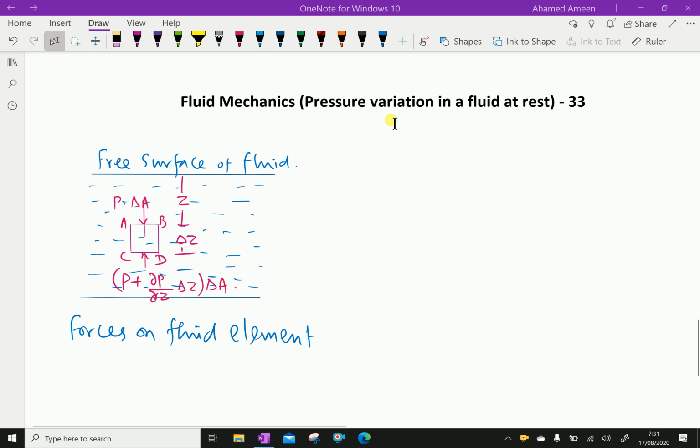In fluid mechanics, let us discuss pressure variation in a fluid at rest. Look at this figure. Suppose this is some fluid element. The pressure at any point in a fluid at rest is obtained by the hydrostatic law, which states that the rate of increase of pressure in a vertically downward direction must be equal to the specific weight of the fluid at that point. First we'll write that law, the hydrostatic law.